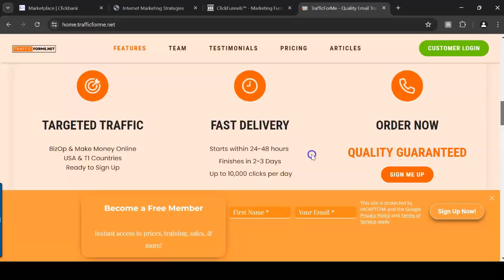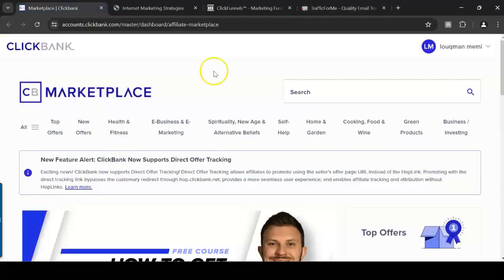Affiliate marketing, promoting other people's products. Okay, it's very simple, very easy. First of all, you want to head over to a website called Clickbank.